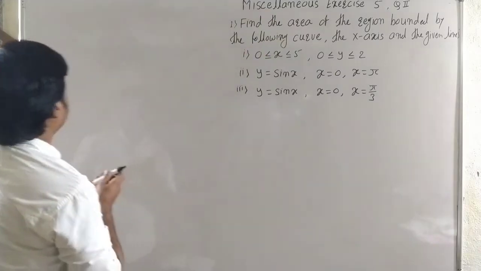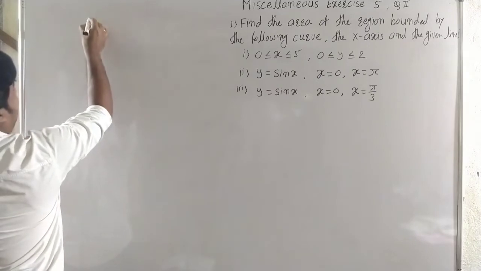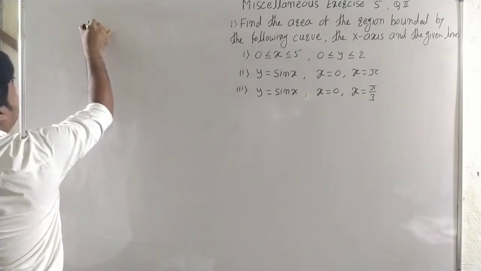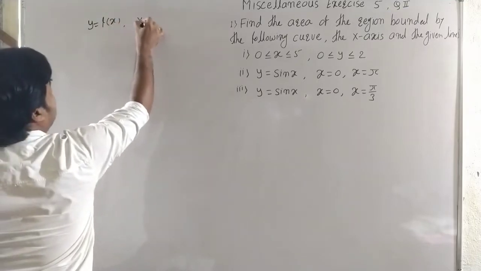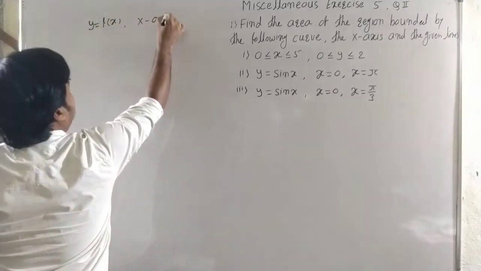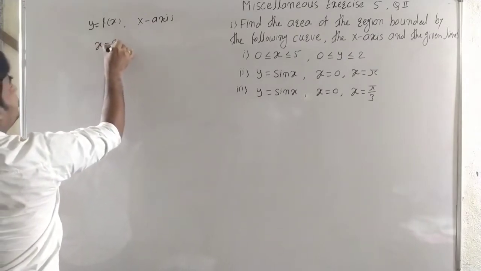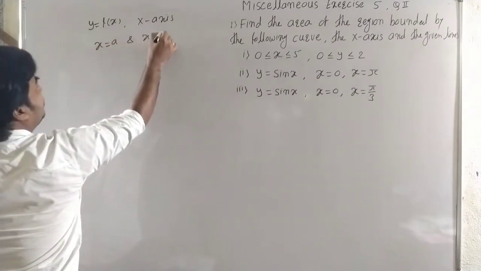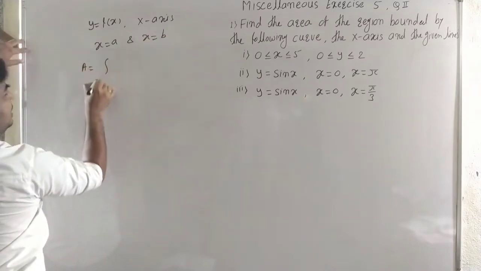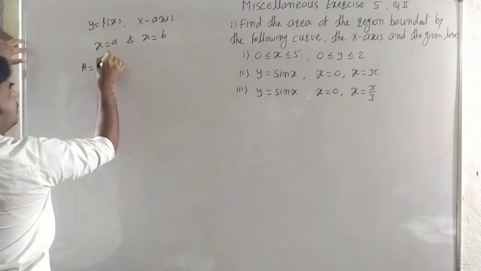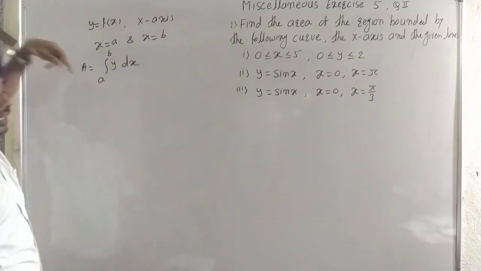Here we know the area of the region bounded by the curve y is equal to f of x, the x-axis, and the lines x is equal to a and x is equal to b is given by: the required area is the integral from a to b of y dx. Here it is the required area.